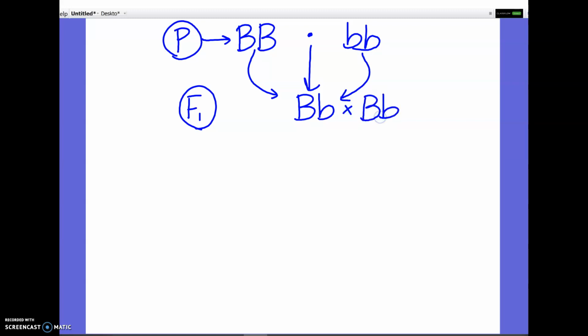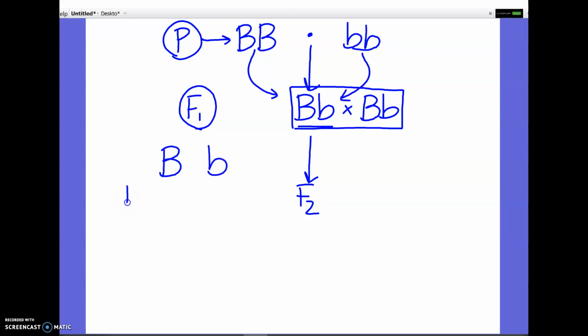If you ask me on a test, what do I cross it with? I can't tell you the answer. You have to know this. That's what they mean by cross the F1. Let them cross with each other. All the F1s look the same. So you're crossing a big B, little b with another big B, little b, and then their offspring are going to be the F2.